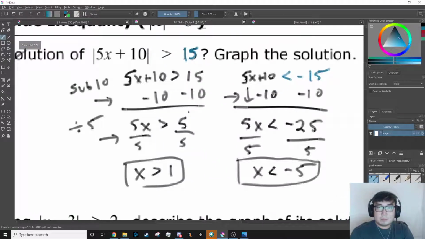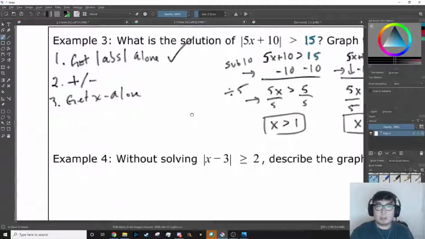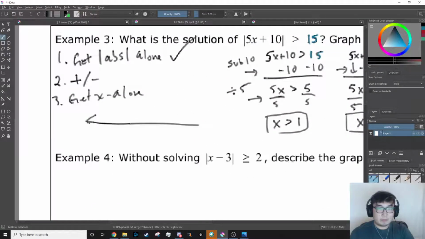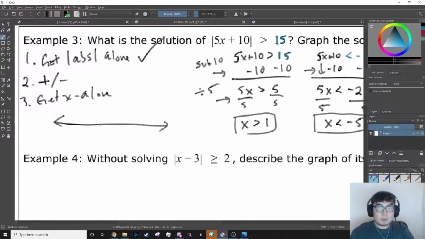Okay, but is that statement true? Let's try it out. Let's draw the number line first, which is right here. This would be 1, and this would be negative 5. X is greater than 1, like this. This is an open circle, and this is an open circle too. X is less than negative 5.